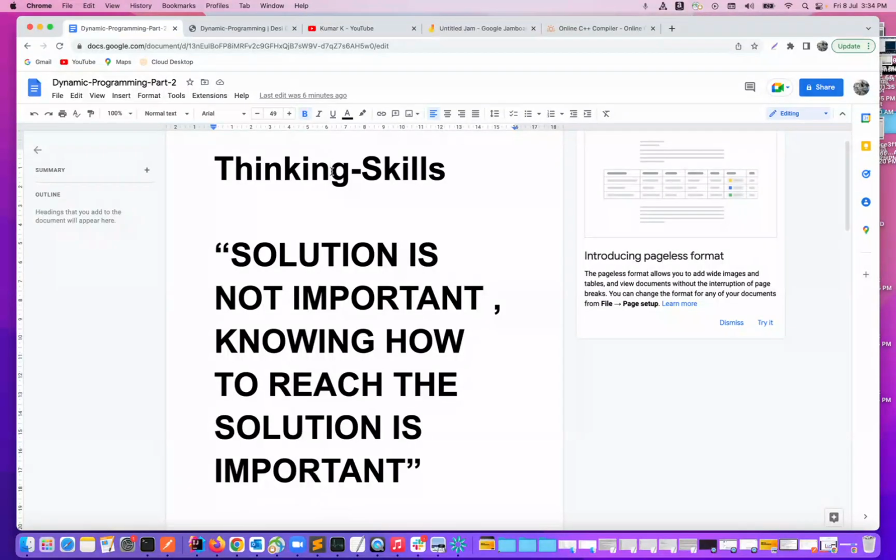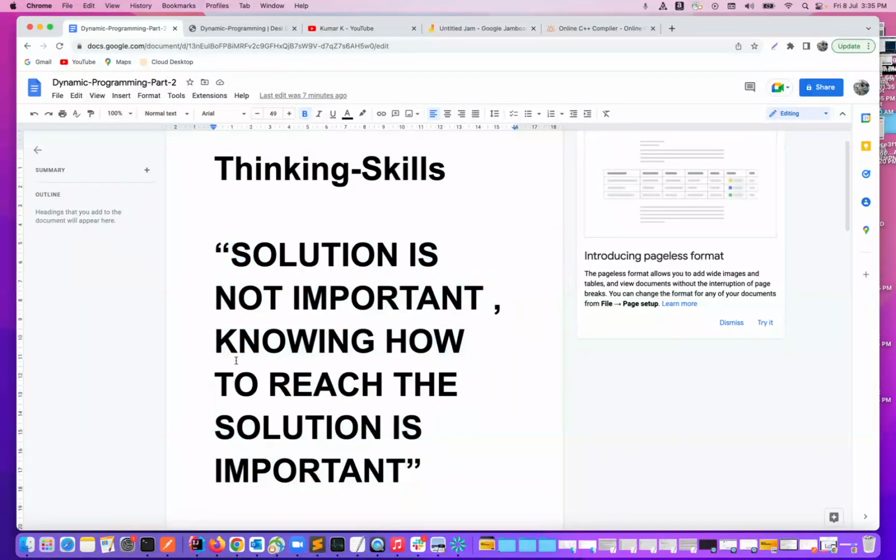Point number one: you should focus on how to think and what the process is to get to the solution. Know how to get the insights from the question, how to take the important observations from the question, and then how to think and what patterns to follow in general to reach a solution. All these things come under thinking skills, guys. That's why I was telling you that the solution is not important, knowing how to reach the solution is important.